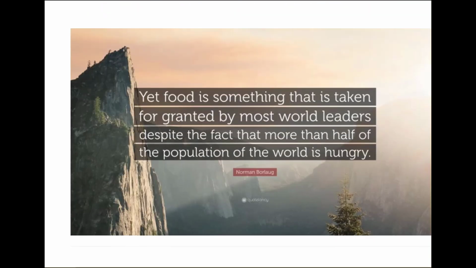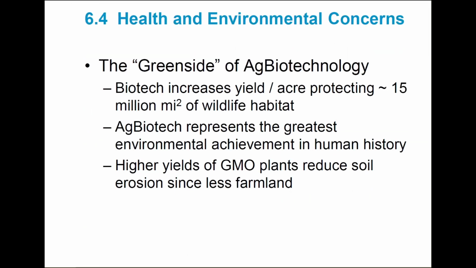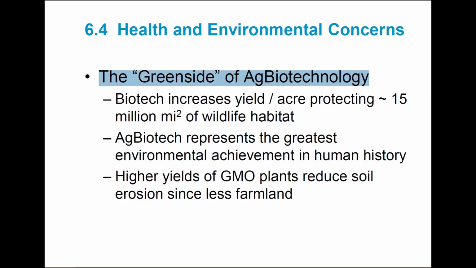Food is something that is taken for granted by most of the world leaders, despite the fact that more than half of the population of the world is hungry, and roughly a third is actually undernourished. Green side of agrobiotech. Biotech increases yield per acre, protecting millions of acres of wildlife habitat, i.e. you don't have to clear as much land because you're producing more from the land you have. Agrobiotech presents the greatest environmental achievement in history: higher yields of GMO plants, reduced soil erosion, etc., because you don't have to have as much farmland.